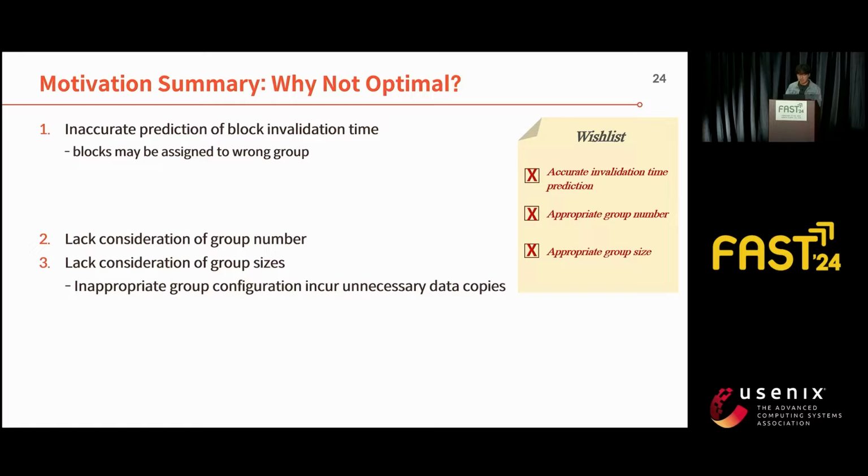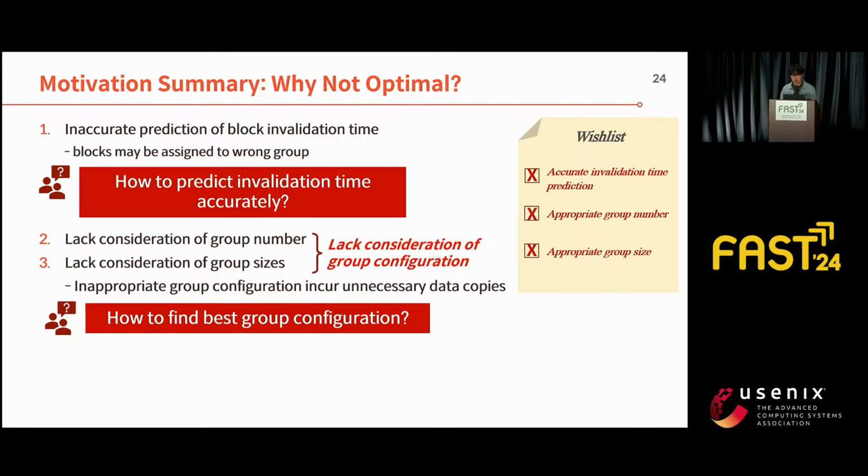So in summary, the primary challenges include inaccurate prediction of block invalidation times, a lack of consideration for the appropriate number of groups, and insufficient attention to group sizes. Here, we define the number of groups and their sizes as group configuration. So to reach the optimal, it is important to address these issues comprehensively by following the outlined wish list.